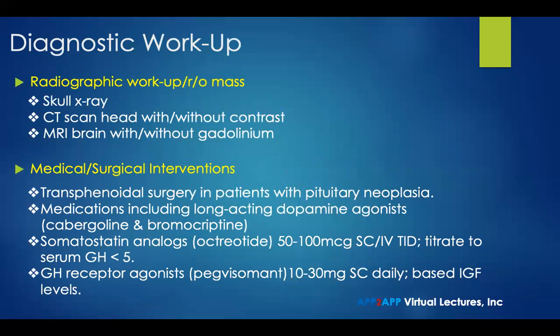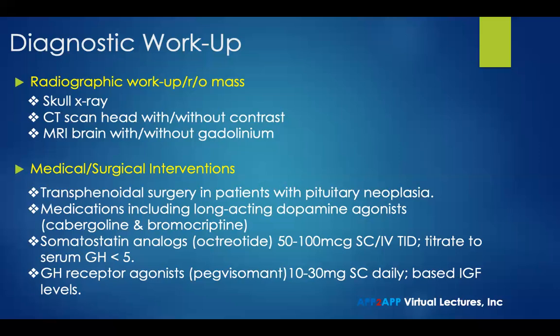Diagnostic workup should include radiological imaging to rule out any evidence of a mass, including a skull X-ray, CT scan of the head with and without contrast, MRI of brain with and without gadolinium. And if you are highly suspicious of a pituitary adenoma or pituitary neoplasia, you're going to want to order that MRI with thin cuts through the pituitary gland, and that will give you better visualization of the gland, and if there's any potential for any microadenoma that could be the cause of the giantism or acromegaly.